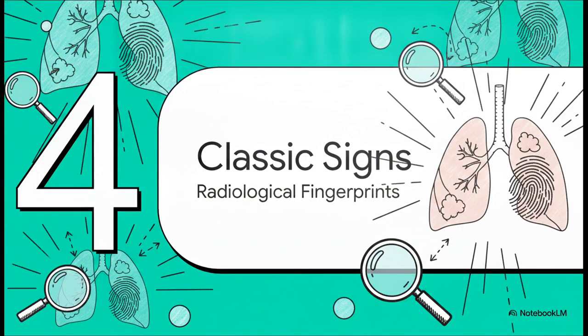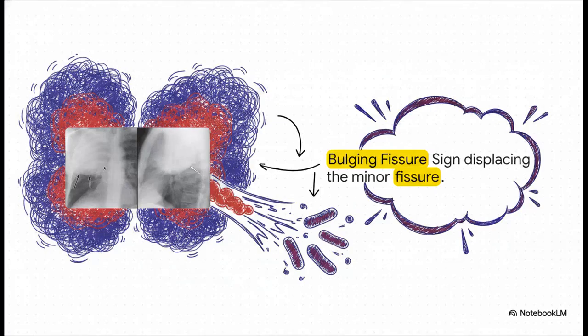All right, on to the really fun stuff. Let's break down some classic radiological signs. This is where we look at those specific radiological fingerprints that give us those aha moments. Just look at the bulging fissure sign here. Notice how the consolidation in the right upper lobe is literally pushing the minor fissure downward? That is a classic textbook hallmark of Klebsiella pneumoniae.